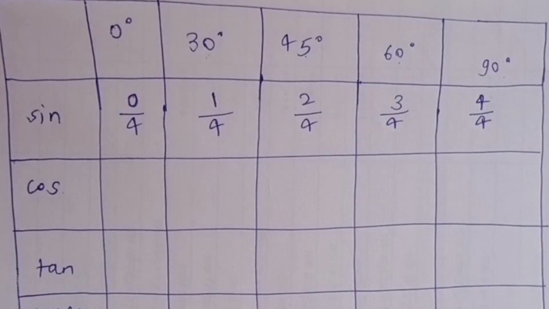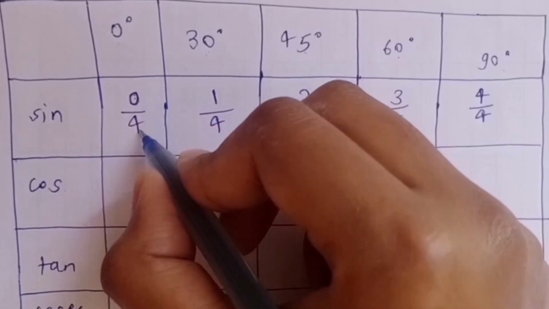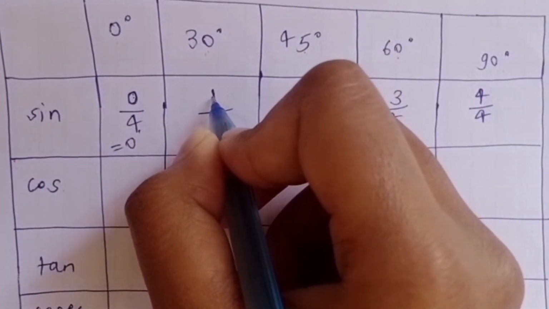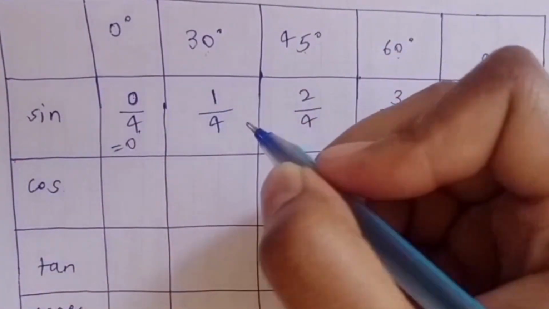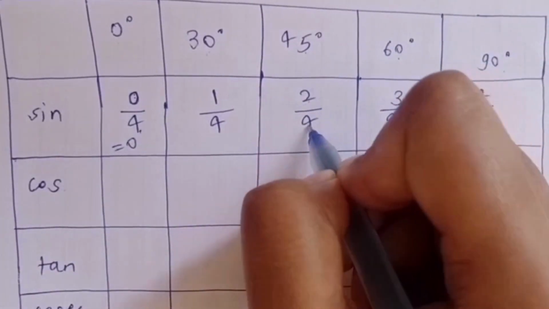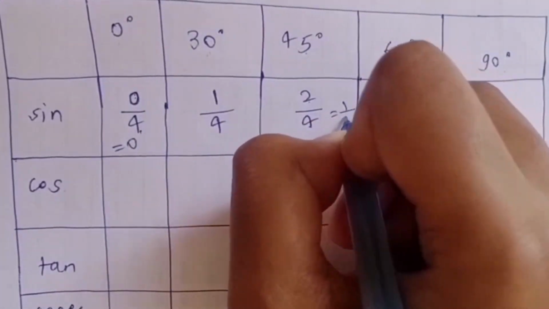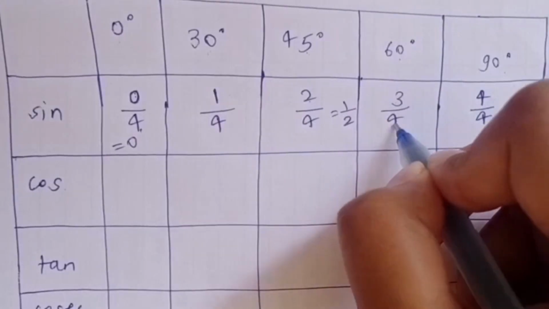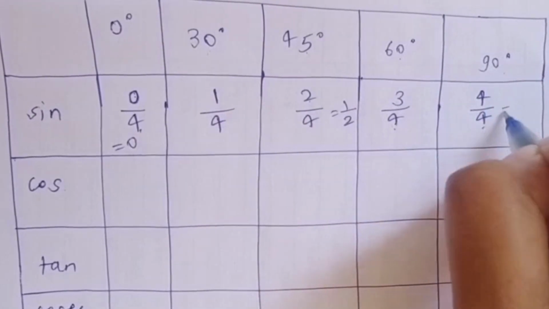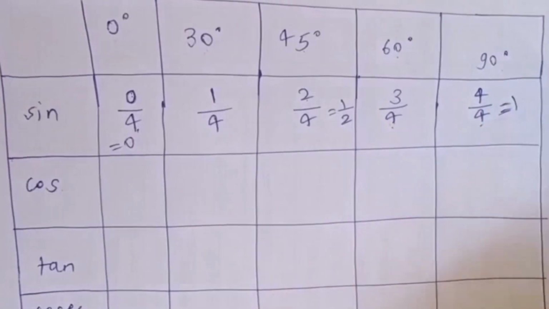Now simplify this ratio. While simplifying 0 by 4, we get 0. We cannot simplify 1 and 4, so it remains as it is. When we simplify 2 by 4, we get 1 by 2. Here we will get 3 by 4 as it is, and 4 by 4 is 1.